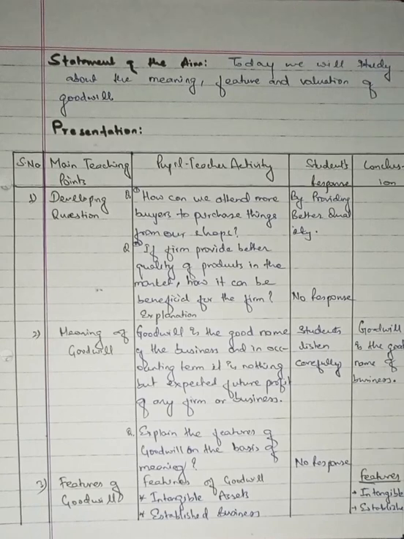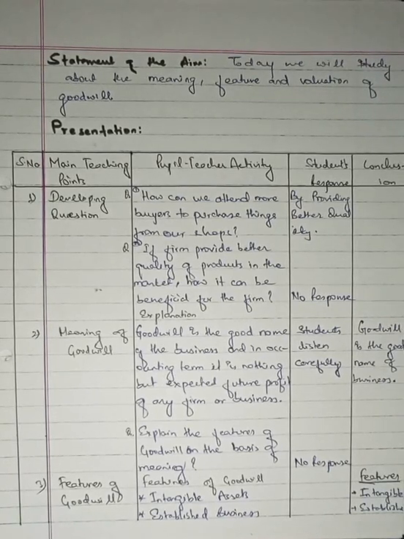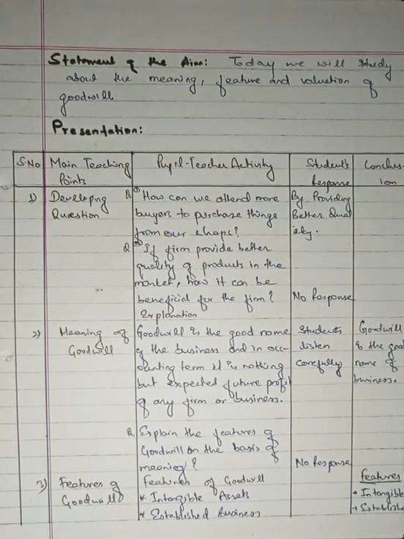So our topic is goodwill, and the statement of the aim is: today we will study the meaning, features and valuation of goodwill. After that, the presentation section is there, and in the presentation section there are main teaching points, teacher activity, students response and conclusion. In the conclusion we have to write the blackboard summary.